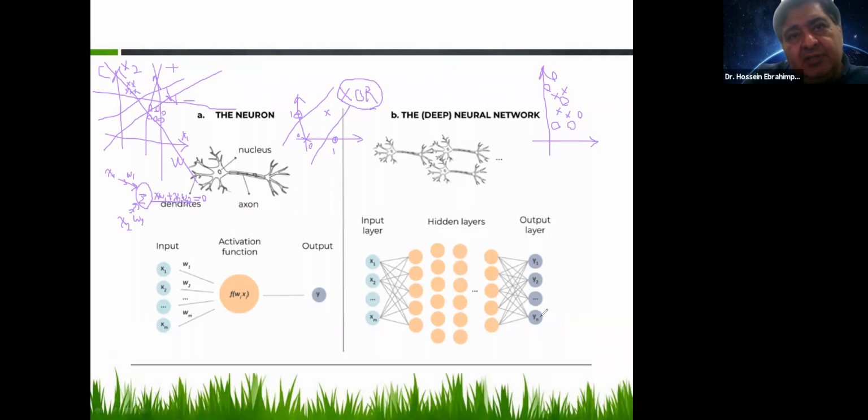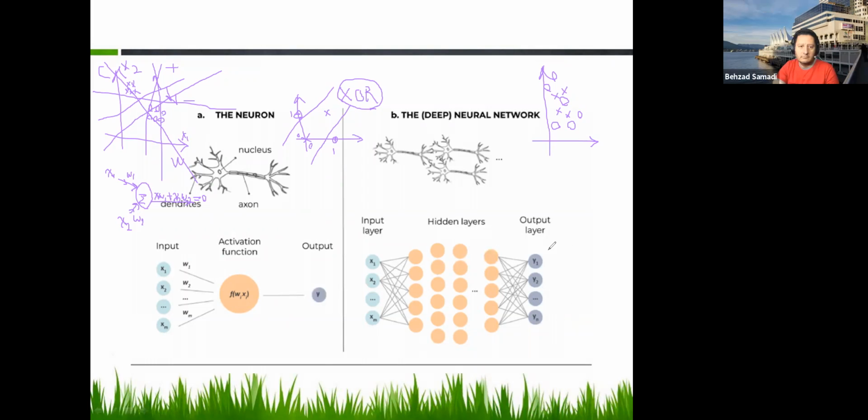What about the different outputs here? Can anyone have any idea why we have many outputs here? In the previous one, we just had one output, but here we have different outputs, y1, y2, until yn. Why are there so many outputs? I think if it's not a decision between two classes, then we need more outputs.